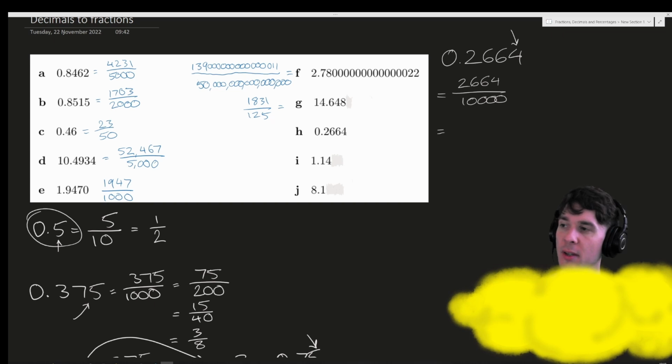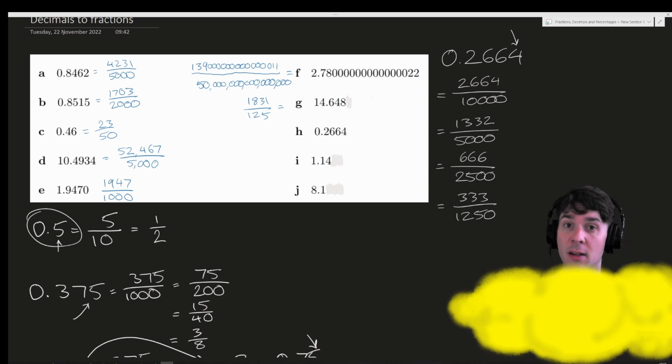If we divide everything by 2, we get 1332 over 5,000. We can divide by 2 again. This is going to become 666 over 2,500. And finally, dividing by 2 once more, we get 333 over 1,250. That is our final answer.